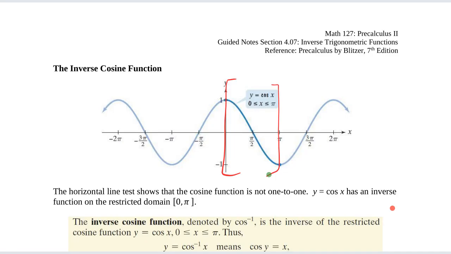One of the most important things to remember about inverse cosine is its range. Every answer produced by inverse cosine must be between 0 and pi. That would be the principal interval. If your answer falls outside that interval, it cannot be correct.